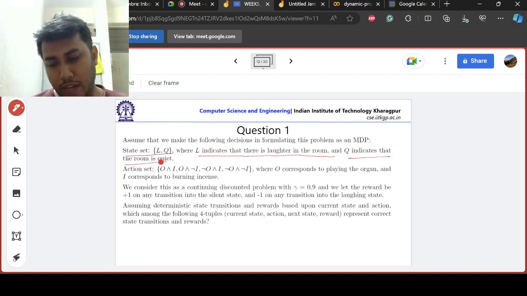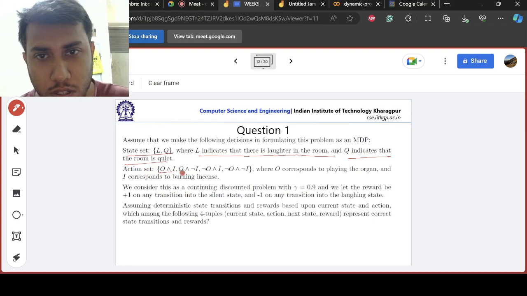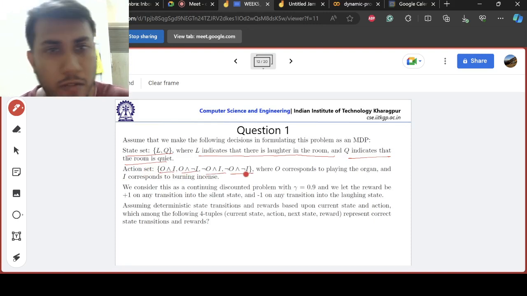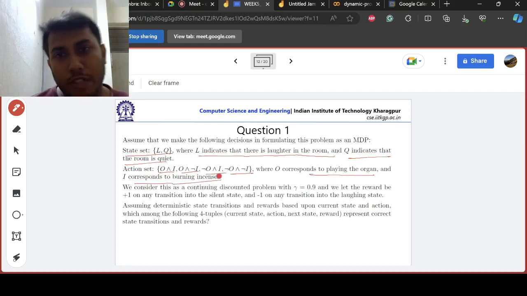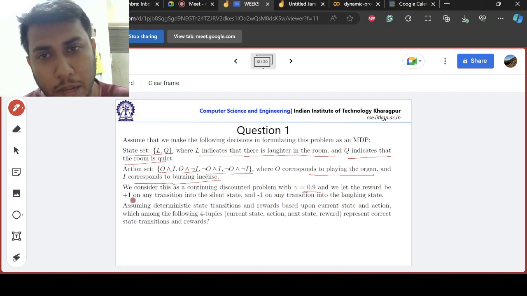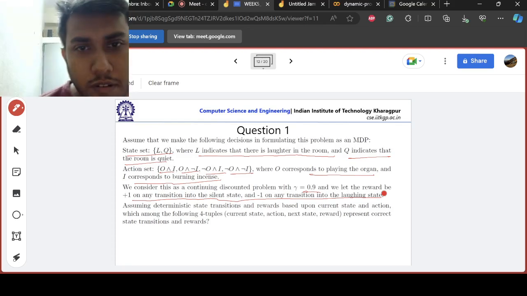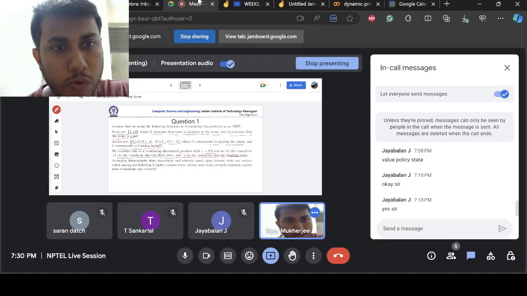And there is your action states. These are your 4 action states, where O corresponds to playing the organ and I corresponds to burning the incense. We consider this as a continuing discounted problem with gamma, plus 1 on transition to a silent state and minus 1 on transition to a laughing state. Okay.